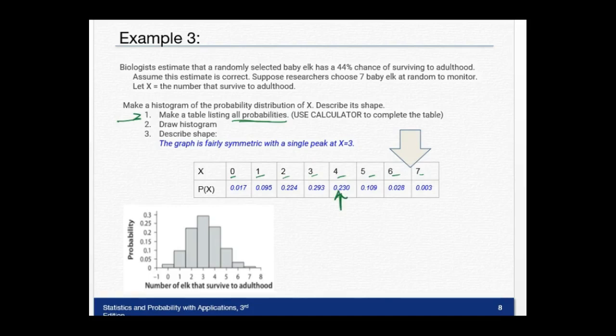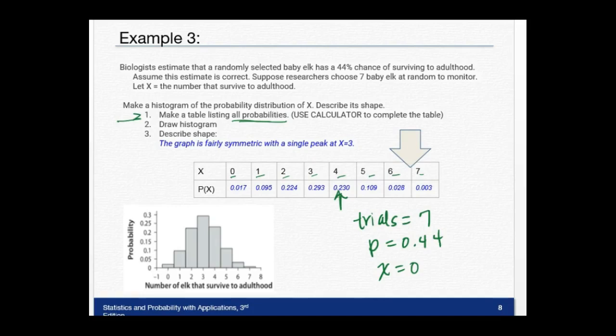So you're going to use your calculator, same keystrokes, and trials is always 7, the p-value is always 0.44, and X, you're going to change it. You're going to do 0 first, then you're going to go back and do 1, then 2, and 3, and 4, all the way till you've completed all these different probabilities. You've done it right again if you add them up and they add up to 1. Okay, so you're just going to use that function on your calculator to complete the table. Once you've done that, then you can draw the histogram.